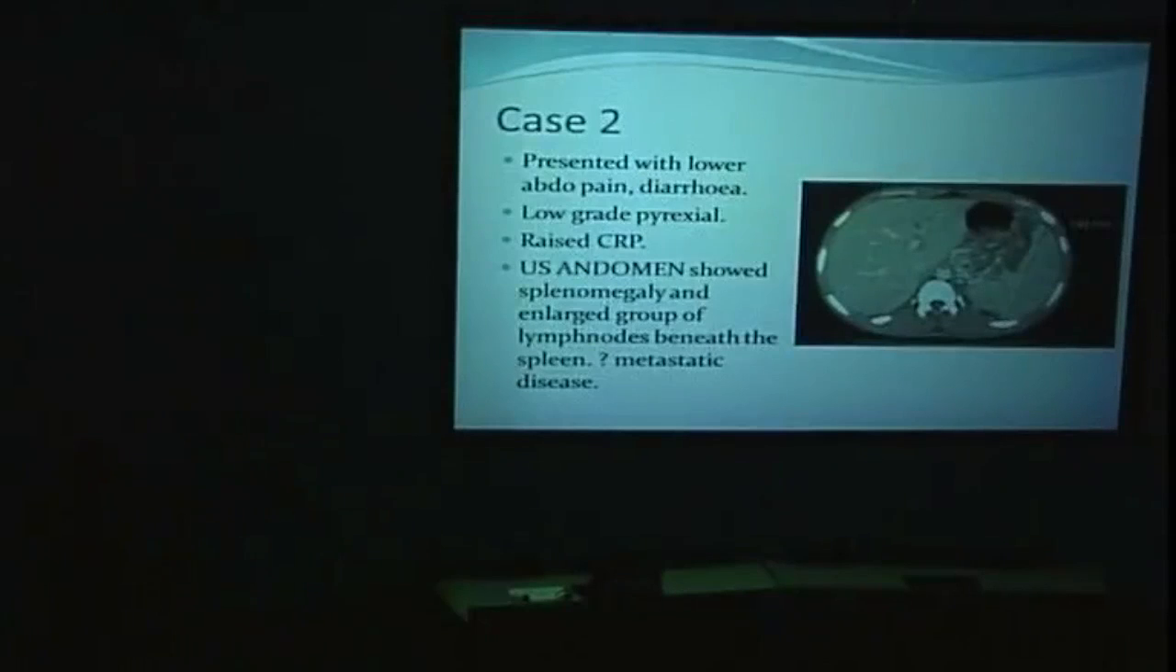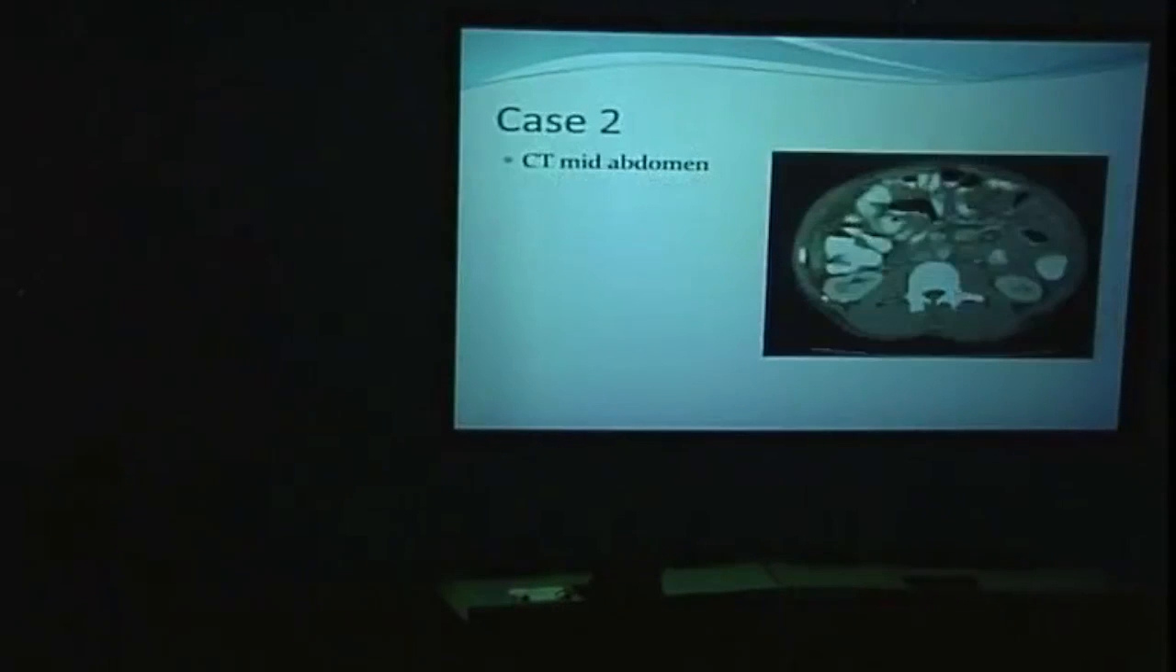Abdomen showed splenomegaly and suggested a large group of lymph nodes just below the spleen. They thought this person probably had cancer of unknown origin. We did a CT, and indeed the spleen is slightly enlarged, 14.5 centimeters. Upper limit of normal is usually around 13.